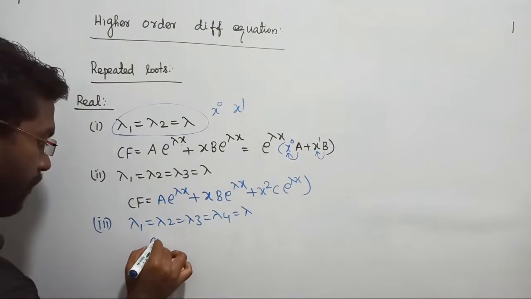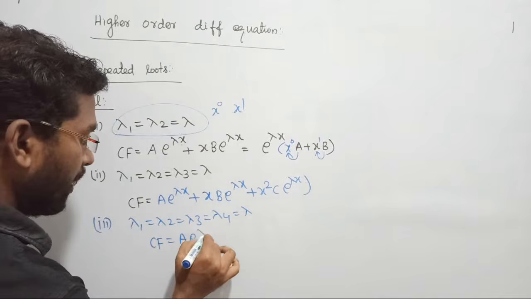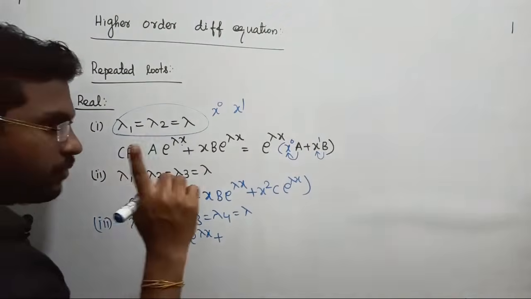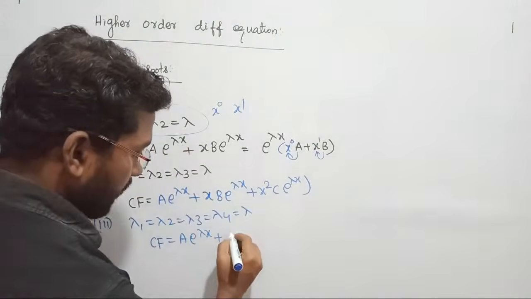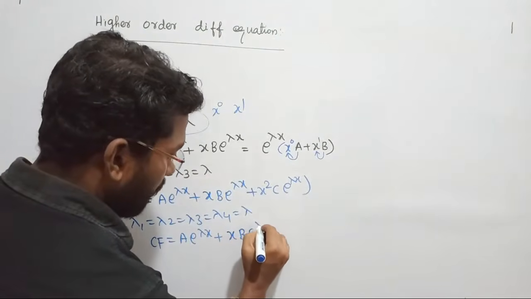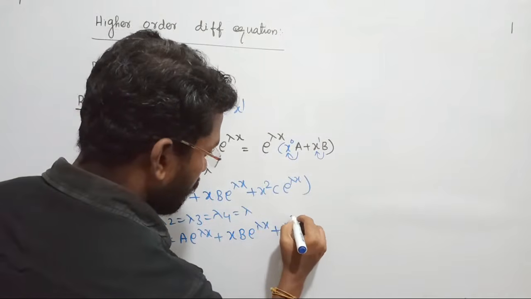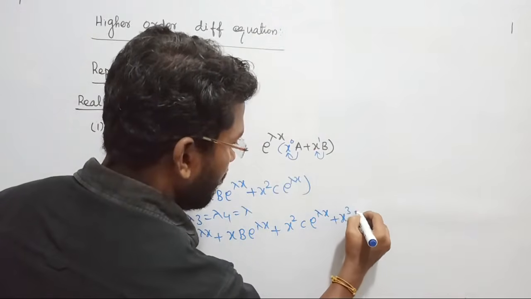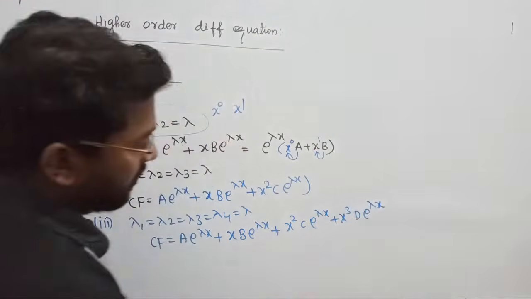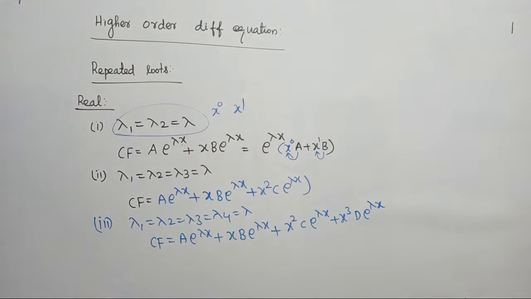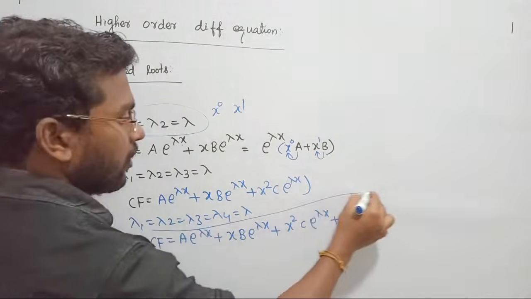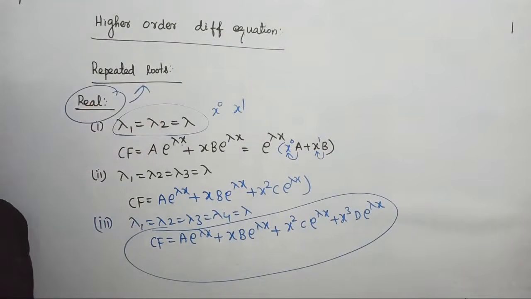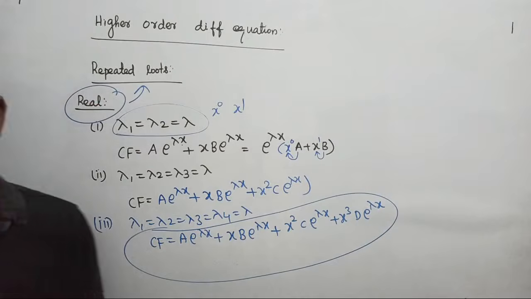Yes. Its complementary function can be written as a into e power lambda x, that is x power 0 into a into e power lambda x. X power 0 is how much? 1. Next x power 1 into b into e power lambda x. Next x power 2 into c into e power lambda x. Next x power 3 into d into e power lambda x and so on. Clear? That is the complementary function, how we get it for real repeated roots. Shall we take complex roots? Yes. Let's proceed with the complex roots.